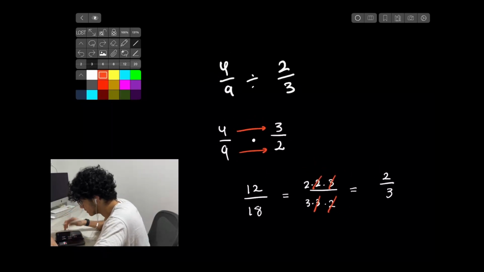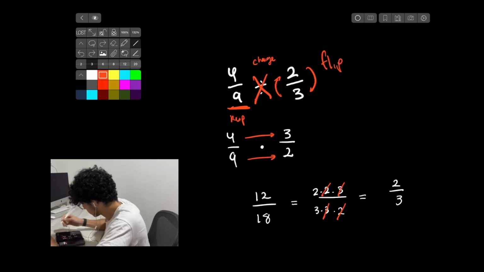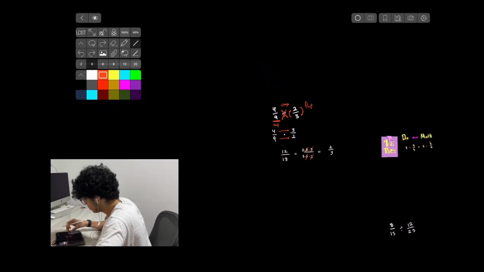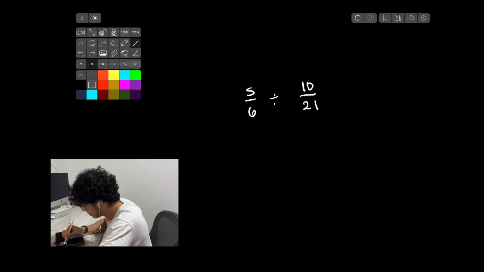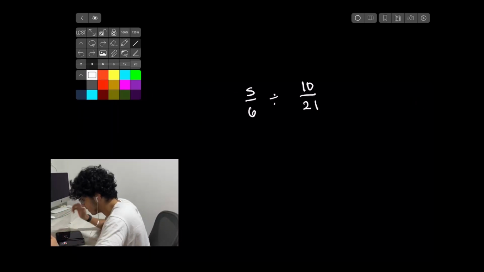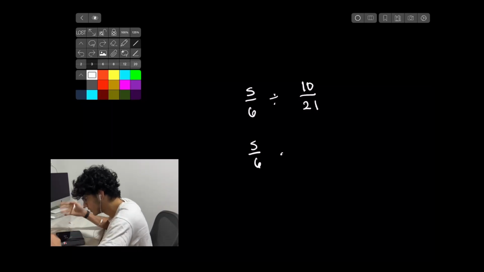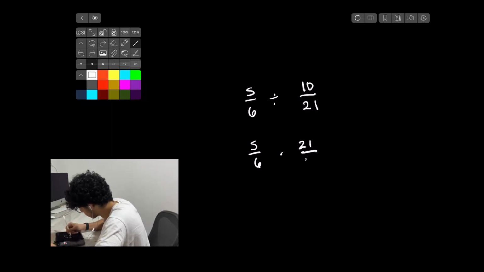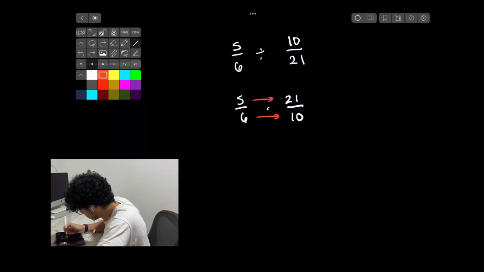More famously, this is known as keep, change, flip. All right, let's apply this rule for this next one. Well, we know that 5 over 6 divided by 10 over 21 is the same as 5 over 6 times the flipped fraction, right? 21 over 10. And well, all we got to do now is multiply in front.